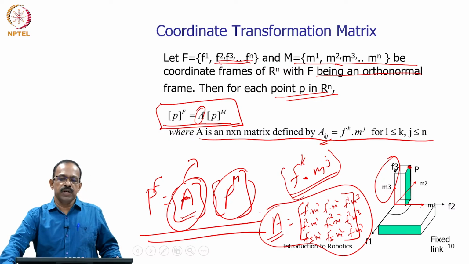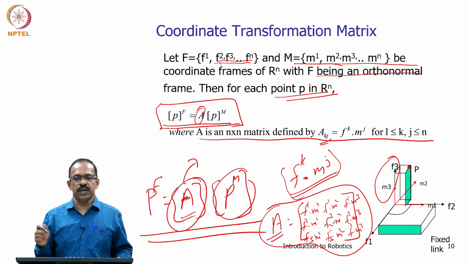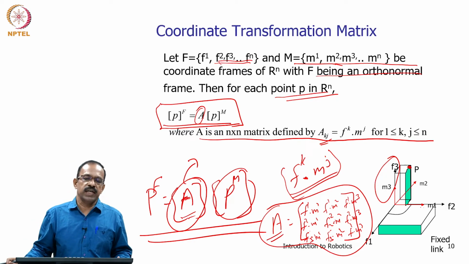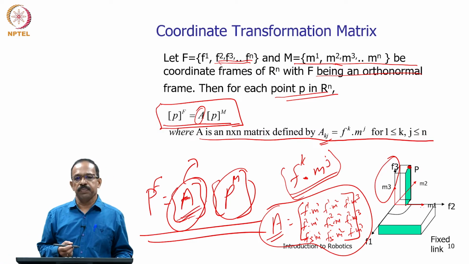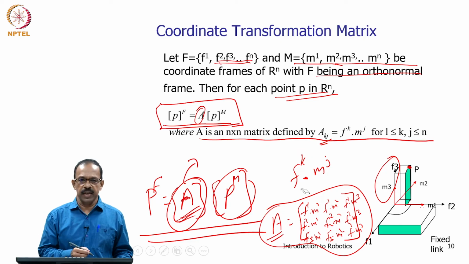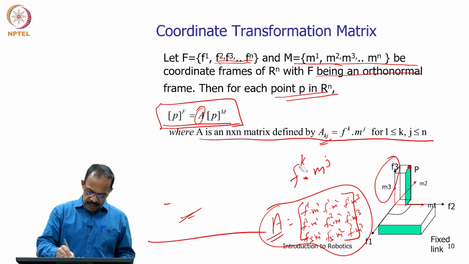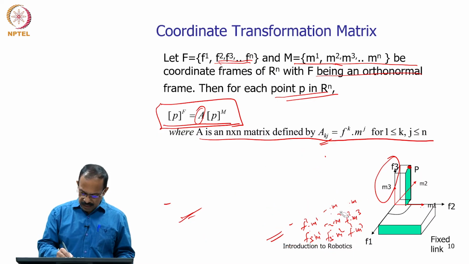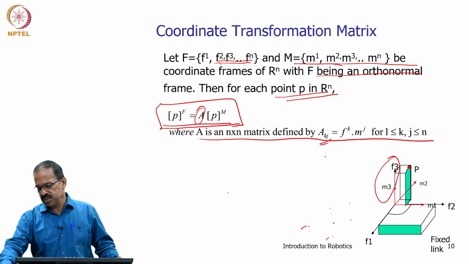So, the transformation between 2 coordinate frames, so these are 2 coordinate frames, one is mobile and the other one is fixed. The coordinate transformation between these 2 frames can always be represented using a matrix A, and the elements of A can be obtained by taking the dot product of Fk and Mj. So, you will be getting all the elements of the rotation matrix by taking the dot product. That is basically the coordinate transformation matrix between 2 coordinate frames. One is a fixed frame and another one is a mobile frame in this case.